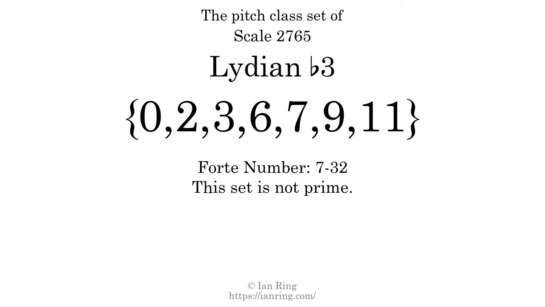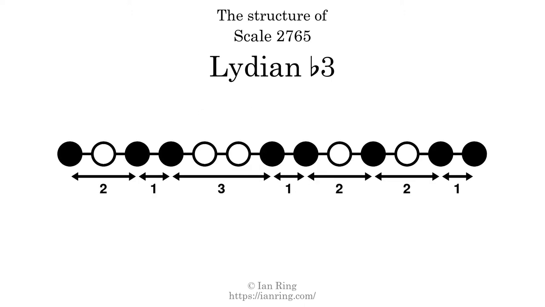The fourth class is 732. This set is not prime. The structure of a scale is a description of the interval distance between each successive tone. This scale has a structure of 2-1-3-1-2-2-1.